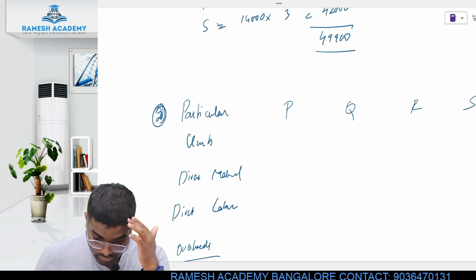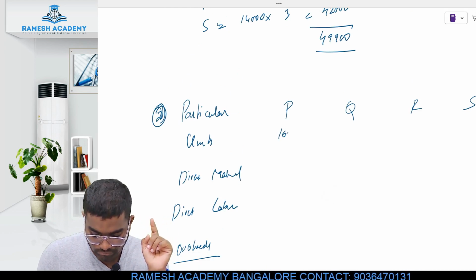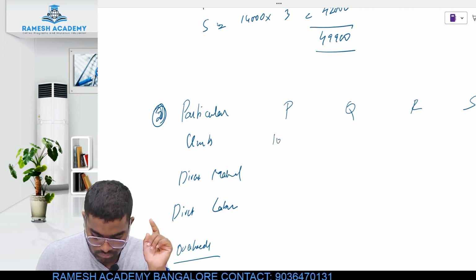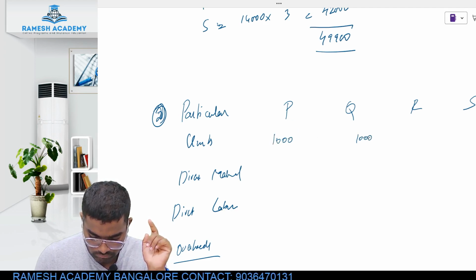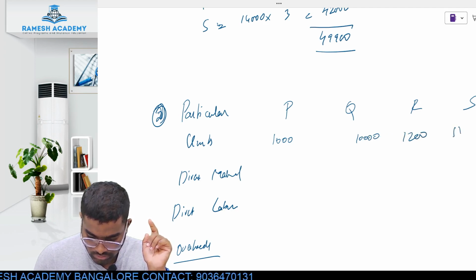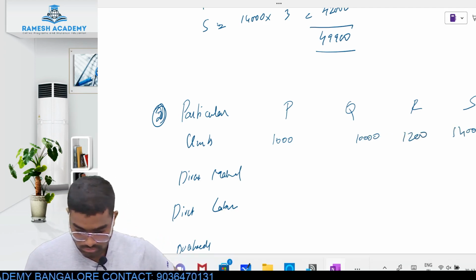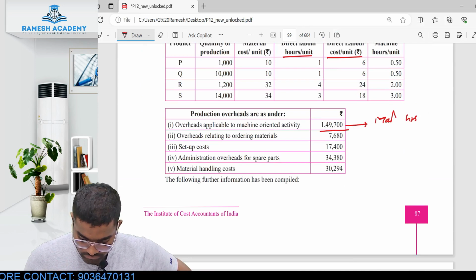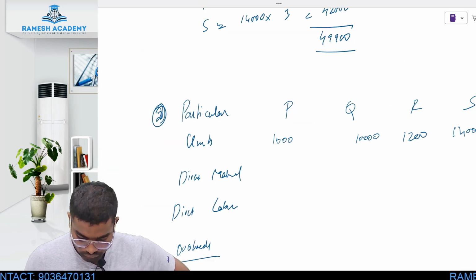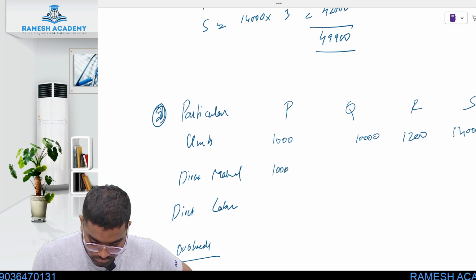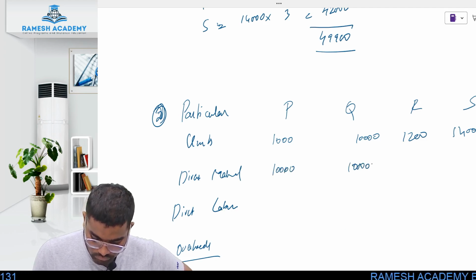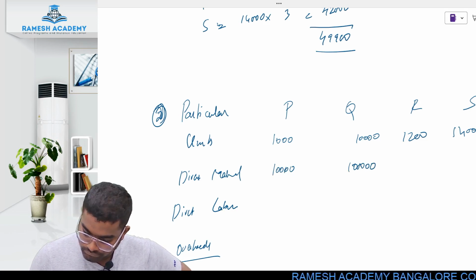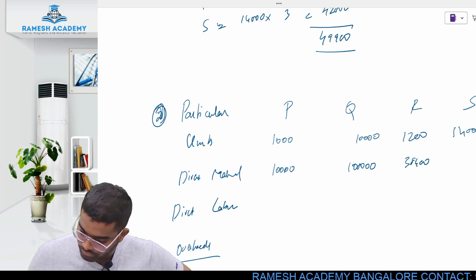Okay, then we'll see. So units, I guess it was 1000, 10,000, 1200 and 14,000. So direct material cost. Material cost, how much is it? 10, 10, 32, 34. So it is 10,000, 1 lakh. 32. 34.